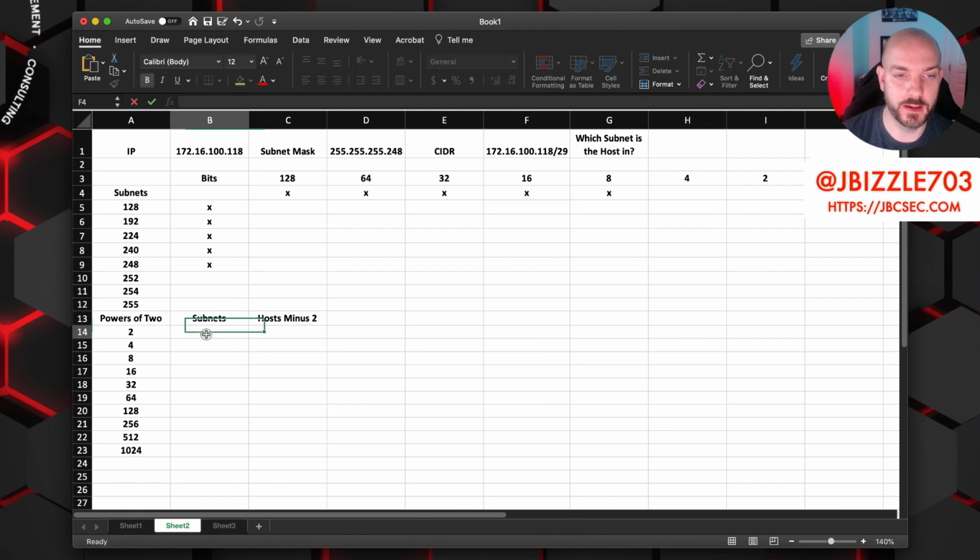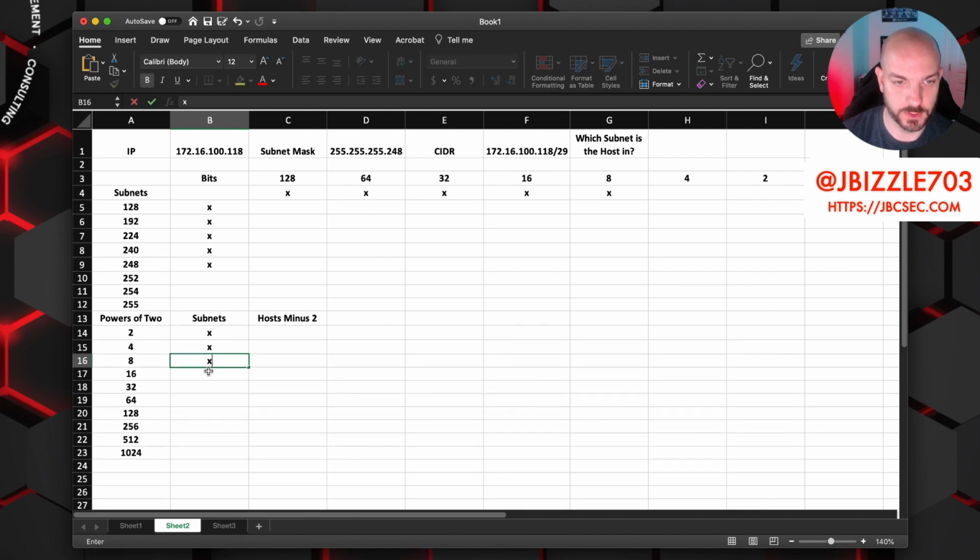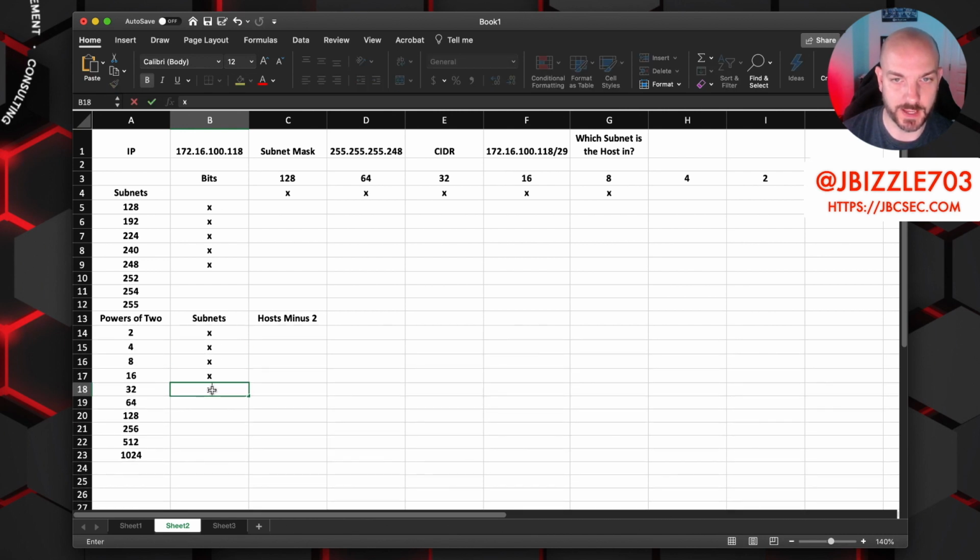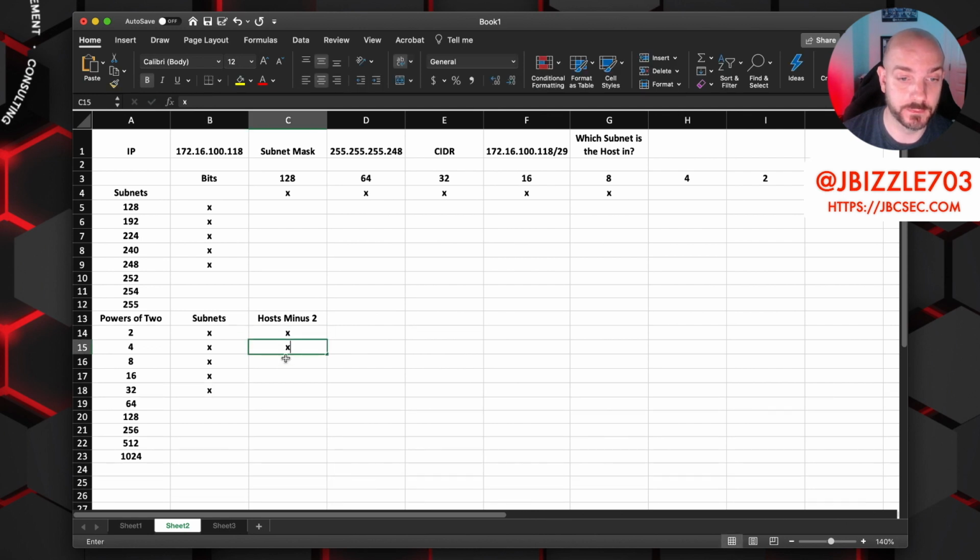Now we're going to go down here and do the same thing under our powers of 2. 1, 2, 3, 4, 5. Yep. And then 8 minus 5 is going to leave us with 3. Right? And we already knew it was 8, so we're going to take 8 minus 2, which gives us 6 IP addresses that are usable for each subnet.